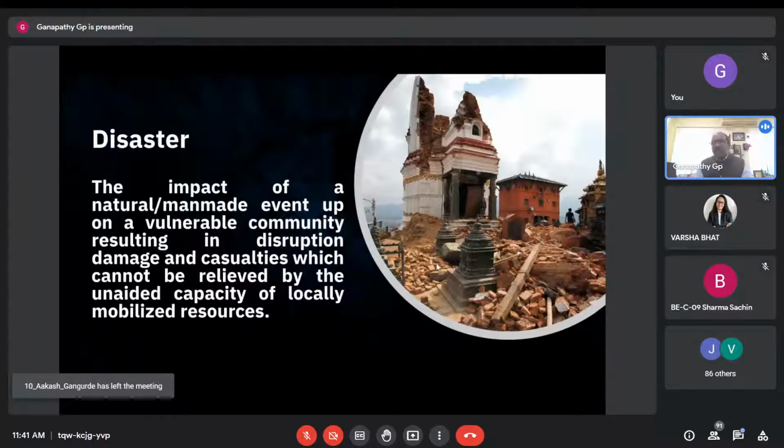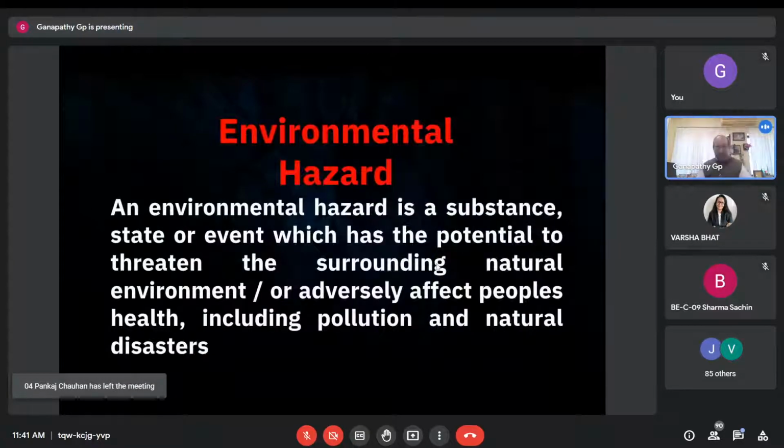Okay, so what is a disaster then? A disaster is the impact of a natural or man-made event upon a vulnerable community, resulting in disruption, damage, and casualties, which cannot be relieved by the unaided capacity of locally mobilized resources. It means when you are not able to handle the disaster on your own and you call for assistance from an international agency, we call it a disaster. International or other agencies, like neighboring states or neighboring countries.